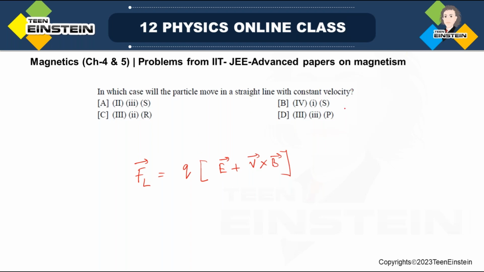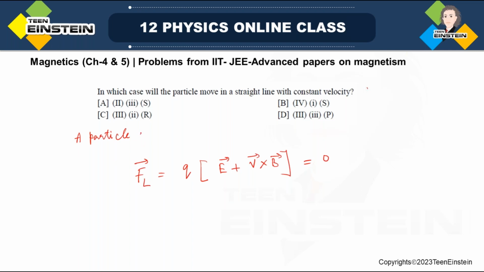This happens only when this Lorentz force will be 0. That means a particle, this is Newton's first law, right? If there is no external force acting on an object, it will move with a constant velocity in a straight line, right? So the external force on the charged particle has to be 0. Then only that will happen.